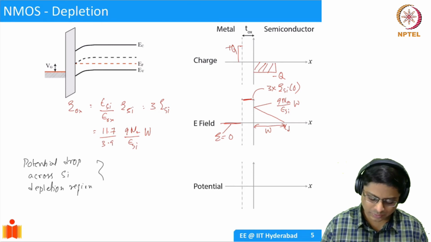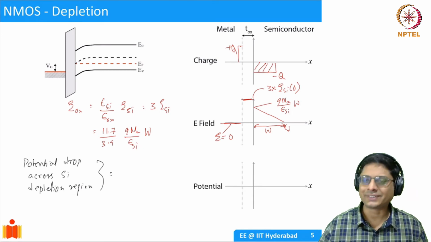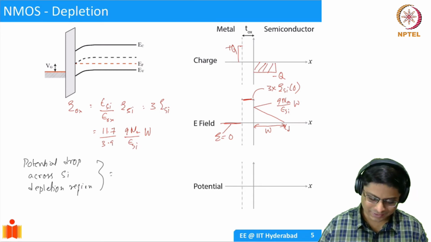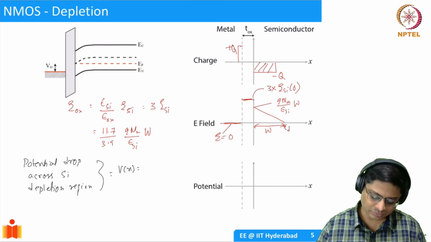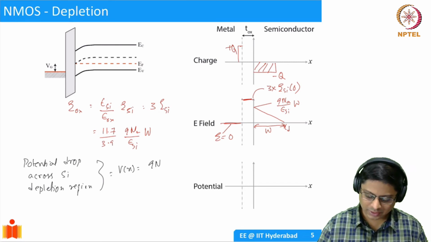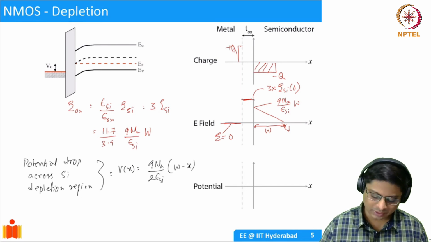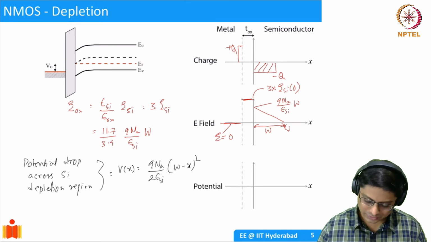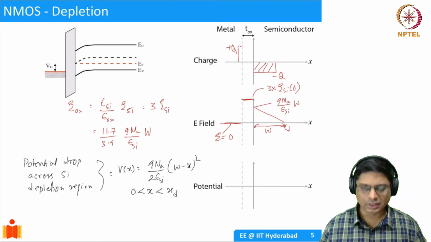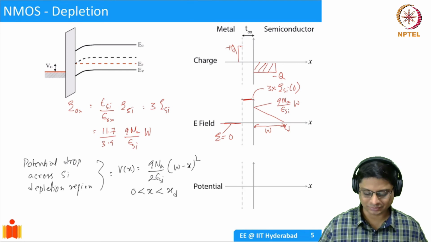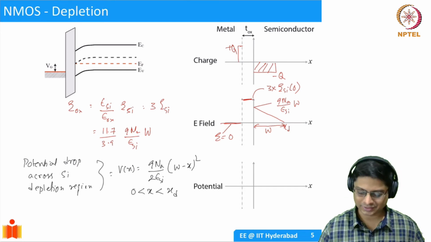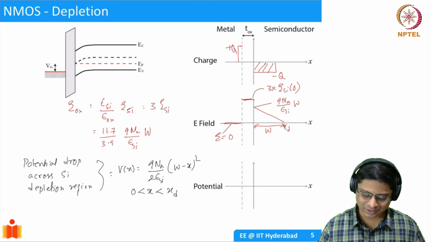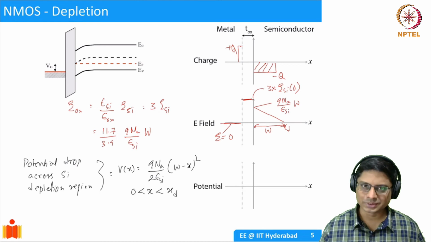What is this equal to? We know the answer. We will just write it, right? I'll write it as V of x equal to Q NA by 2 epsilon silicon times (W minus x) whole square. You convince yourself. So this is for x from 0 to xt, in the depletion region. This is going to be the form. You convince yourself that this is correct. If you are not comfortable, just make sure that you revise.